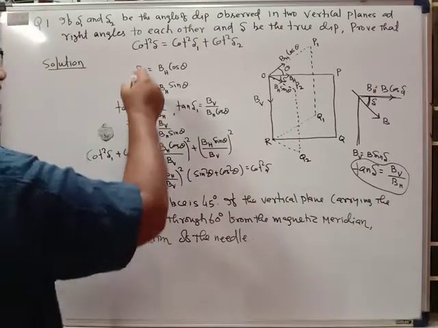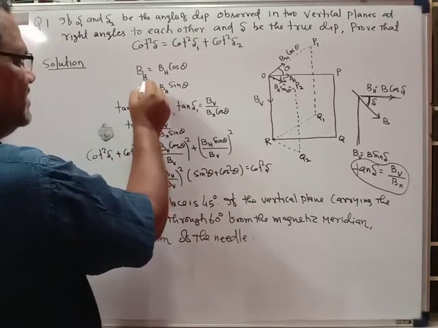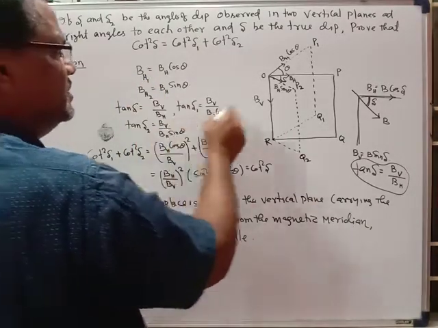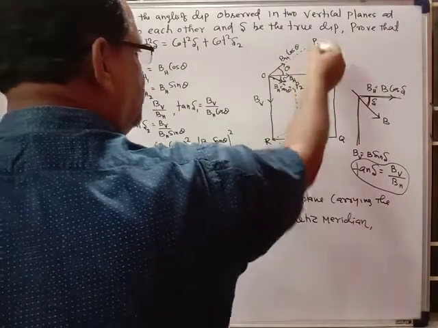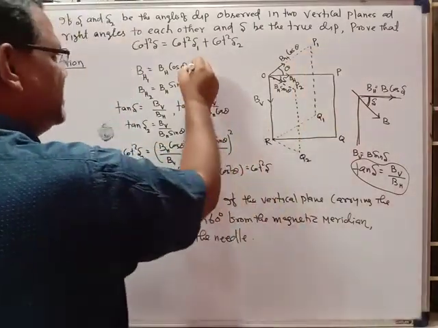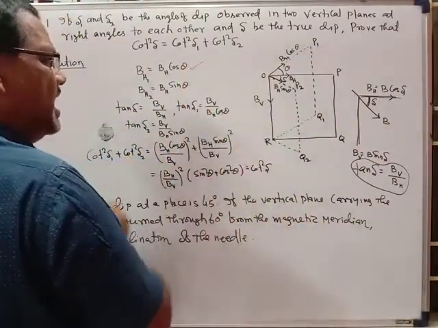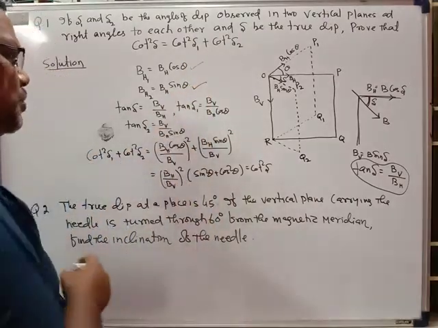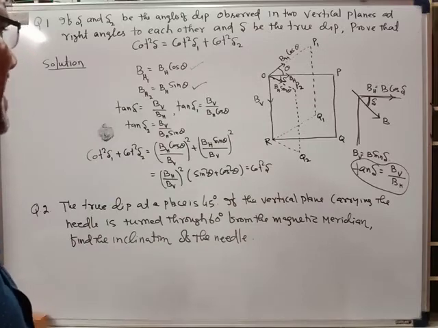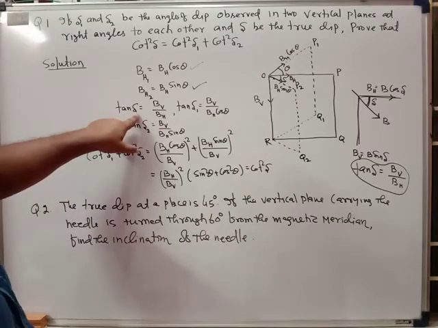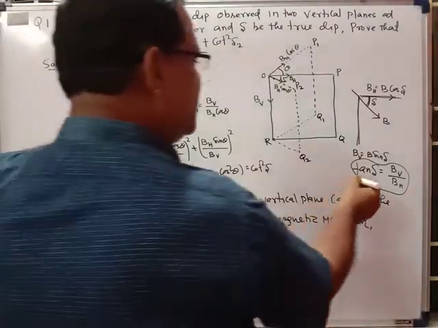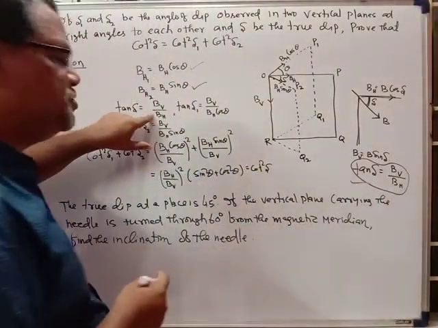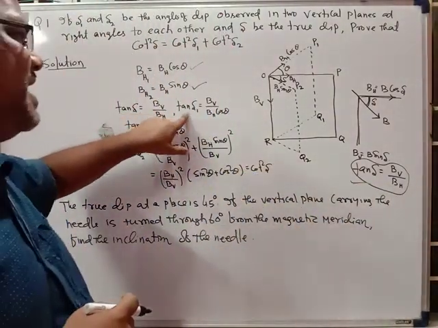So we are getting the BH1, the horizontal component along the first plane, OP1Q1R, that is equal to BH cos theta, and BH2 equal to BH sin theta. So you know it, what will be the tan delta? Tan delta equal to BV by BH, you know this formula, BV by BH, that is the true one. So what will be tan delta 1?